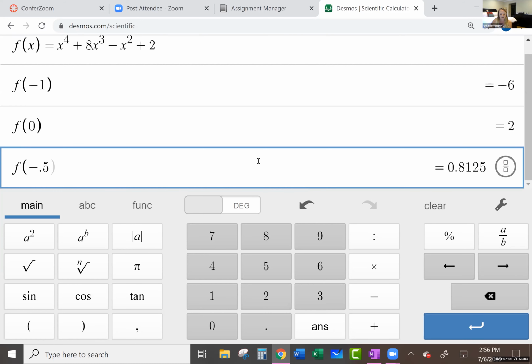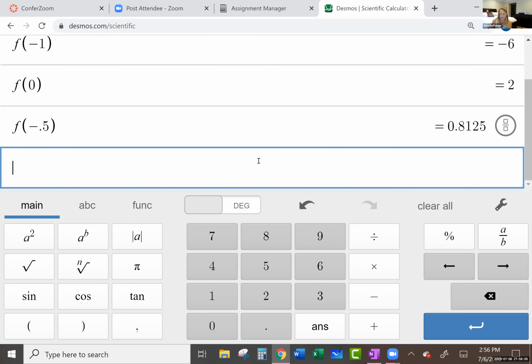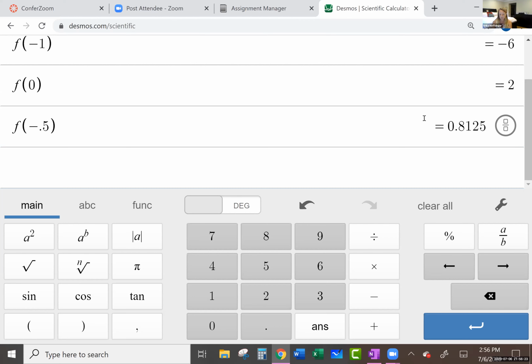So notice here, when I do this, this is positive 0.8125. And so I know then my 0 has to be between -1 and -0.5. And so let's shrink that interval even further. So maybe f of -0.3.